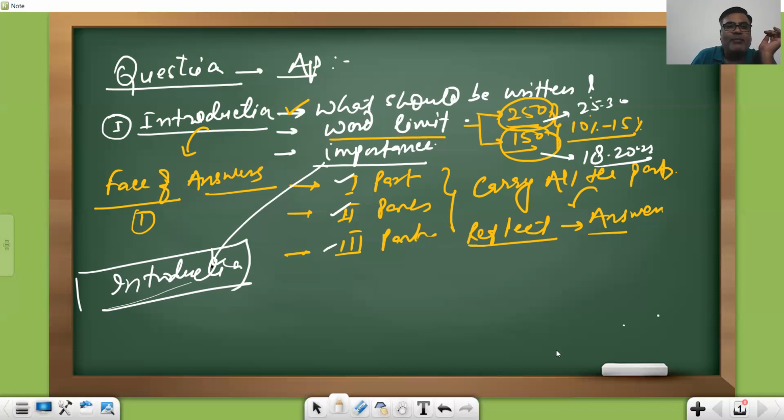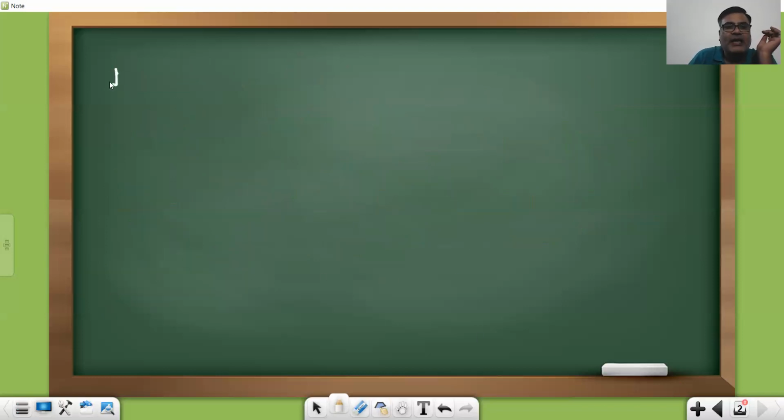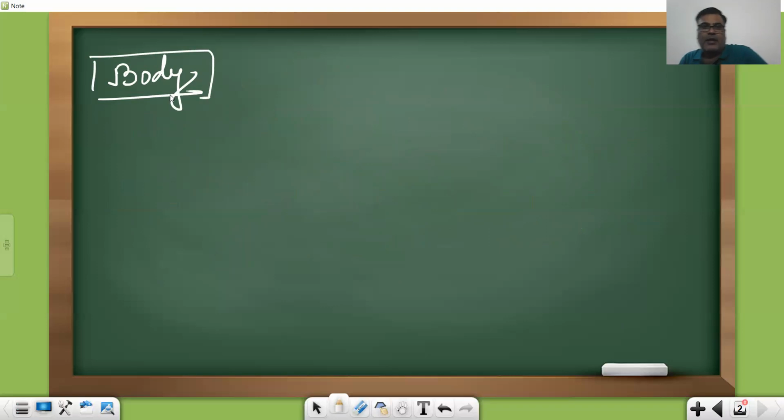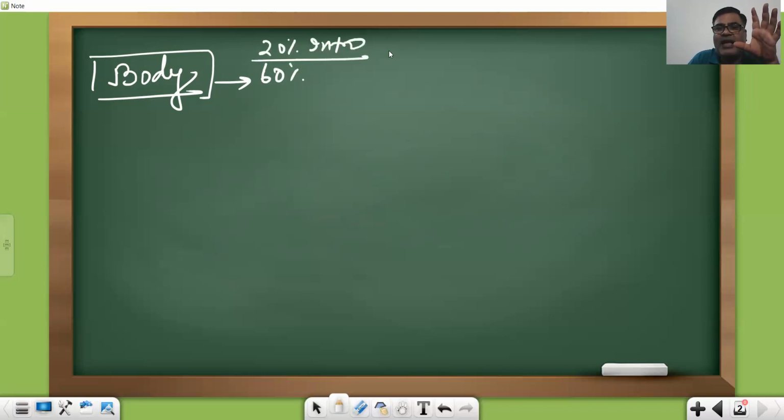Now, come to point number 2. The second part is called the body, and this is, you can say, the heart of the answer, because this is what you have to write. Obviously, the word limit for the body is around 60%. Remember, 20% you have already given to the intro. And somewhere like this, I will be talking about the conclusion.